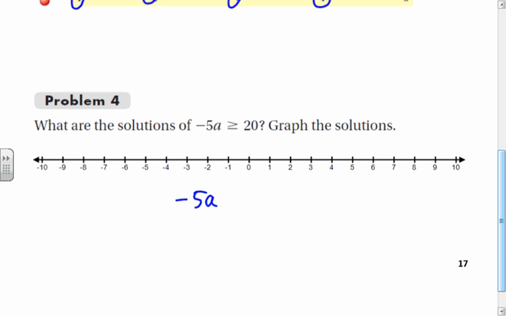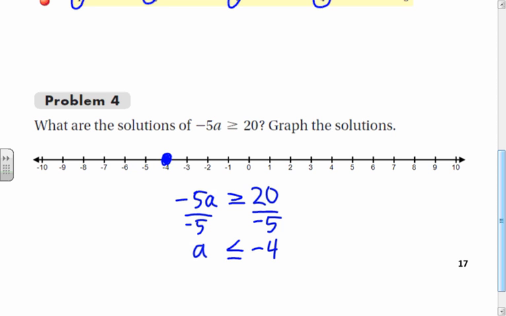So we have -5a is greater than or equal to 20. To solve that, since we're multiplying by a -5, we're going to divide by -5. Now remember, when you divide by a negative, you need to switch the sign around. So we're going to do that right away. -5 divided by -5 is 1a, and 20 divided by -5 is -4. And so any number less than or equal to -4 is the solution.